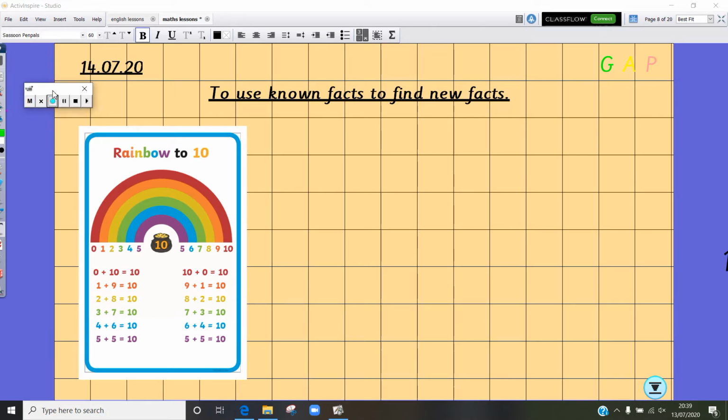So we're going to continue with our number bonds today and we're going to recall our number bonds to 10 like the work we did yesterday. However, we're then going to use these facts to help us to find some new facts. So we've got our rainbow to 10 here.